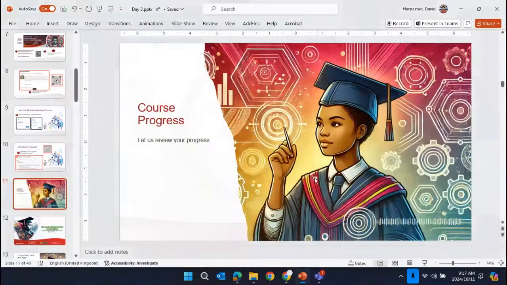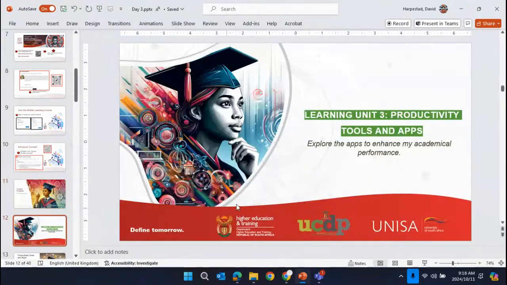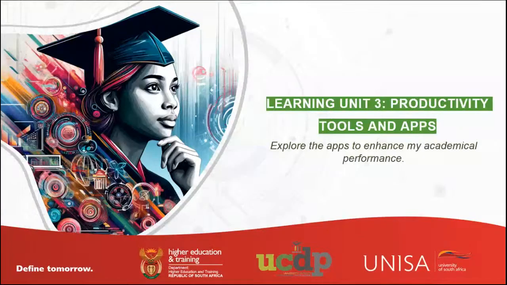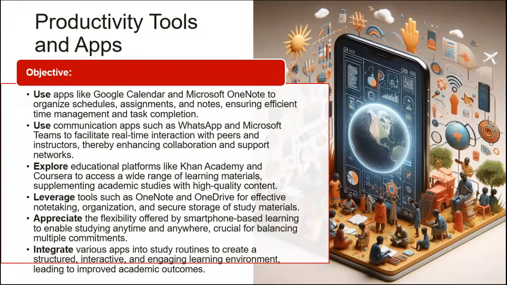So let's get into it, guys. We've got some cool stuff to show you today. Okay, so lesson 3, we're looking at productivity tools and apps. Some of them you're already using, but we just want to show you the possibilities that are available as a UNISA student. You've got Microsoft 365. How do we access it? You can access it through the web browser, or through the app that you can download. If you haven't got it, today's the day you might want to download it.